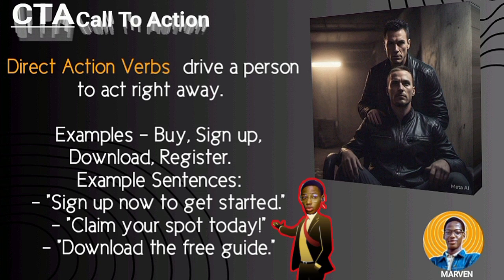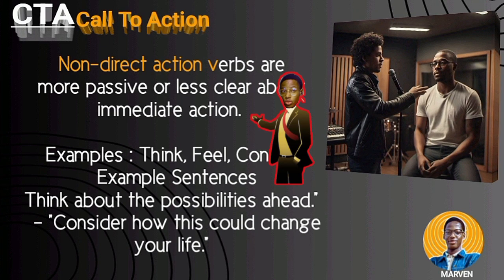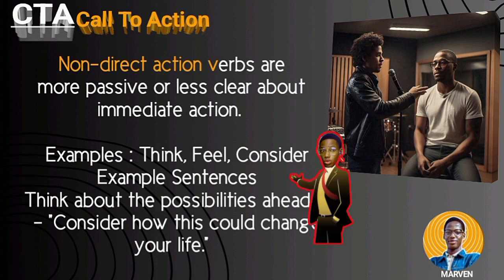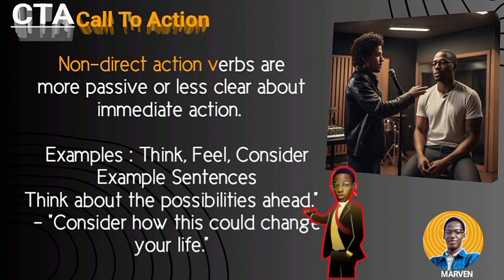These are all actionable verbs, while on the other hand, non-direct action verbs are more passive. They are less actionable. They are not clear, right? For example, when you say think, feel, consider, they are not actionable verbs like go, come, click, sign up, right? When you have verbs like think about the possibilities ahead, you're not telling the person to do something, you're telling the person to imagine. It's not an actionable verb. So it is important to use actionable verbs for your CTAs.